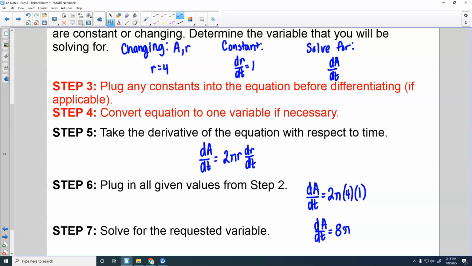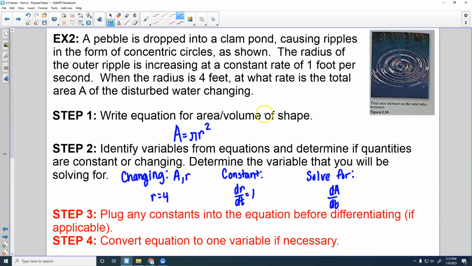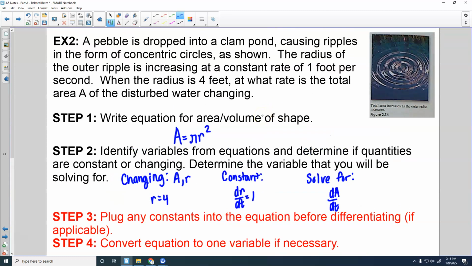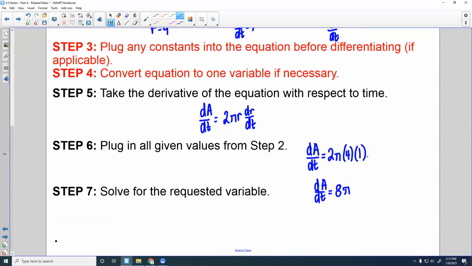What are your units in this scenario? It is feet squared per second, because A stands for area. Area is measured in square units. So it's feet squared, and then t is time, that is seconds. So your area is increasing at a rate of 8 pi square feet per second.